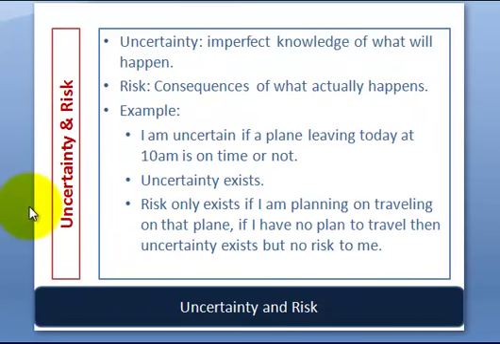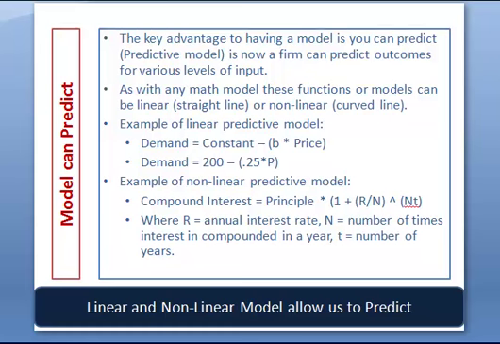Let's talk a little bit about uncertainty and risk in models. Uncertainty is the imperfect knowledge, and risk is the consequences. So, for the difference, if a plane was leaving today at 10 a.m., there's uncertainty as to whether it's going to be on time or not. There's always uncertainty in the airline business. But there's only risk to me if I'm traveling on that plane. If I'm not traveling on that plane, there are no consequences to me whether it's on time or not. So uncertainty is the imperfect knowledge, and risk is the consequences. You can have uncertainty without risk.